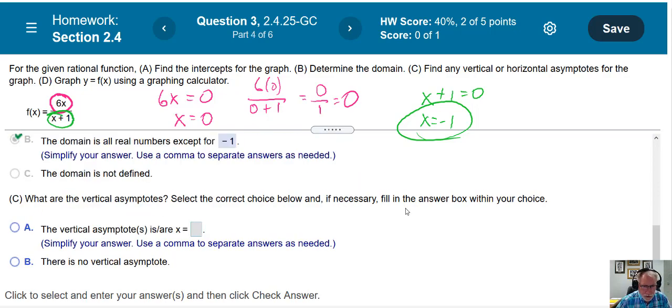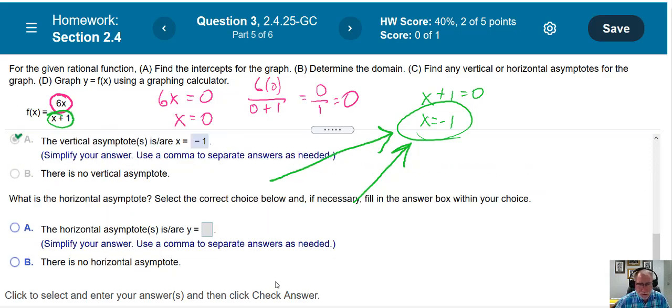The term vertical asymptote means the vertical lines where we have no graph. Now we've already done that, so I'll just point you to it up here. Here is the vertical line where we have no graph. So the vertical asymptote is x equals -1.